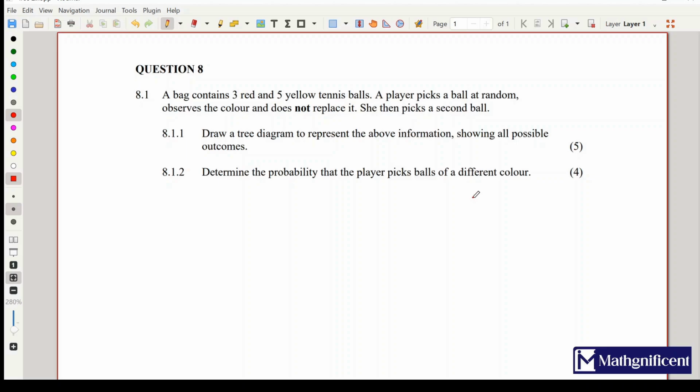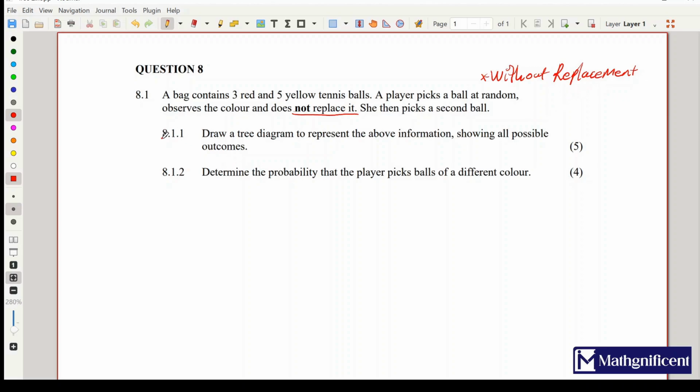It reads as follows. It says a bag contains 3 red and 5 yellow tennis balls. A player picks a ball at random, observes the color and does not replace it. She then picks a second ball. So we now know that this is a case of without replacement, meaning that after the player has picked out the ball, she only observes the color and then puts it aside. She no longer replaces the ball inside the bag.